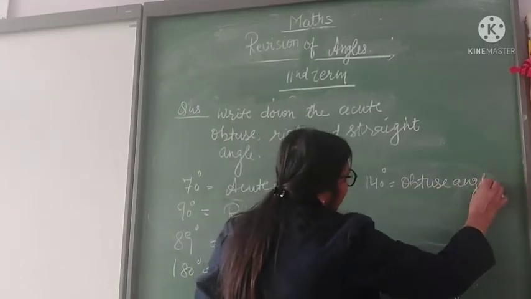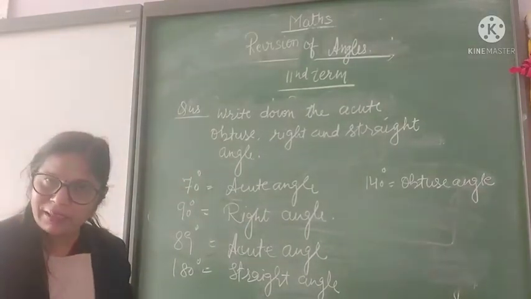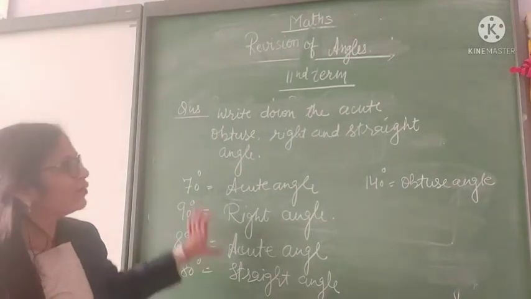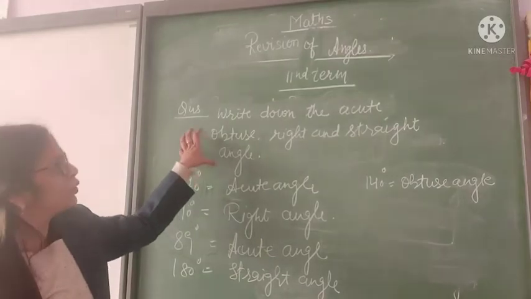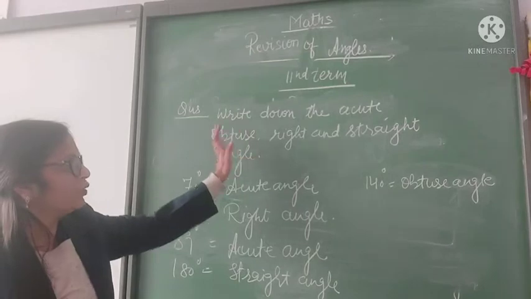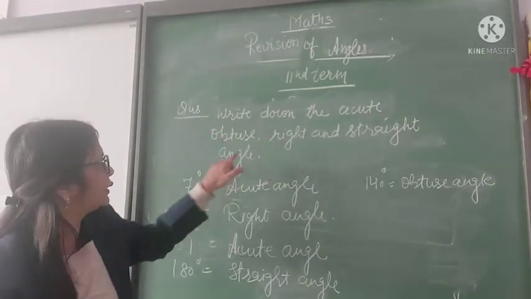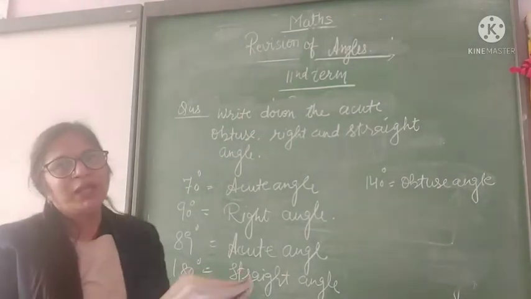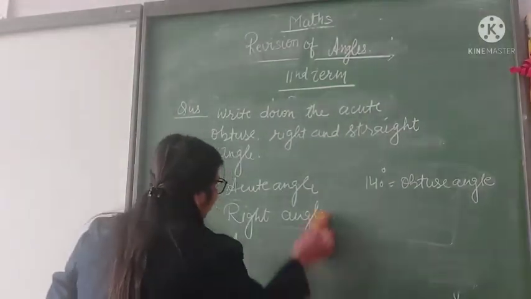Children, again I am repeating that you are not supposed to draw an angle in this way. You will only write the angle name. That's why I have given you the revision. Sometimes you get confused because madam has said to draw and you draw also. But when the question comes, write down the acute, obtuse, right and straight angle, you will only write the angle's name. Okay? Now, children, I am giving you the home assignment.